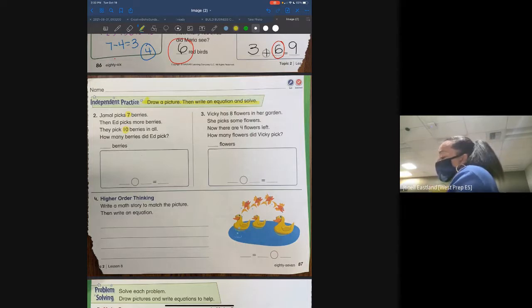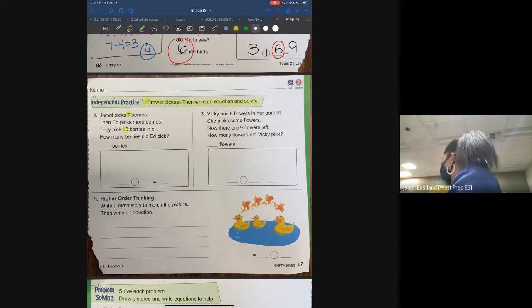Number 3, let's read that one. Vicky has 8 flowers in her garden. She picked some flowers. Now there are 4 flowers left. How many flowers did Vicky pick? What do we know in this problem? There are 7 flowers. We have 7.